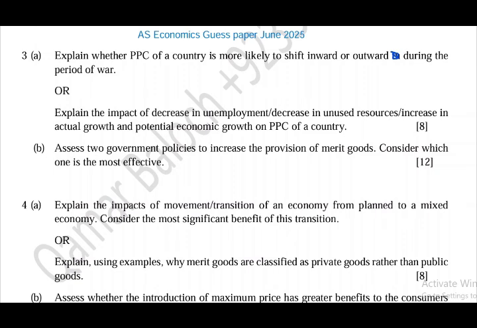So this is the AS Economics guess paper for the June 2025 exam series, and I'm going to explain question number 3 part A. Explain whether the PPC of a country is more likely to shift inward or outward during the period of war. Right, so you can first of all define what PPC is as assessment objective 1, that is knowledge.